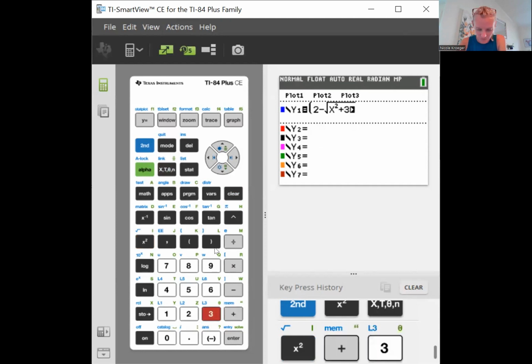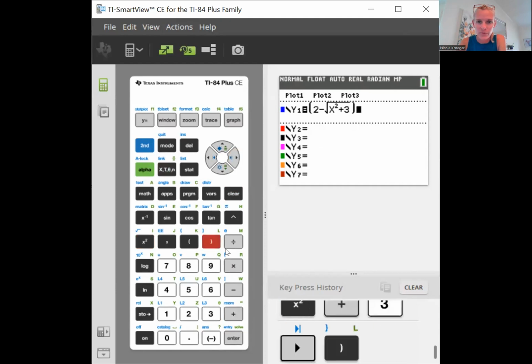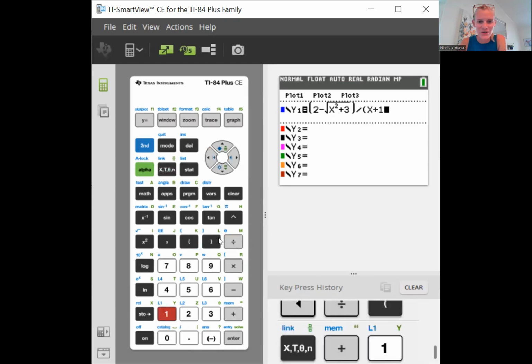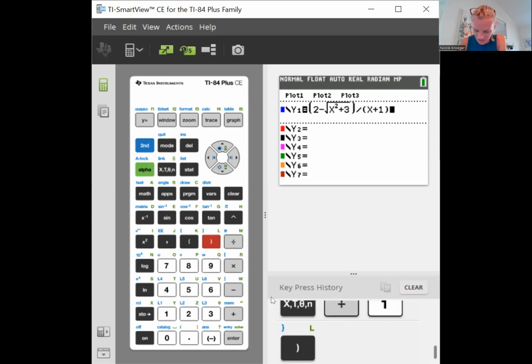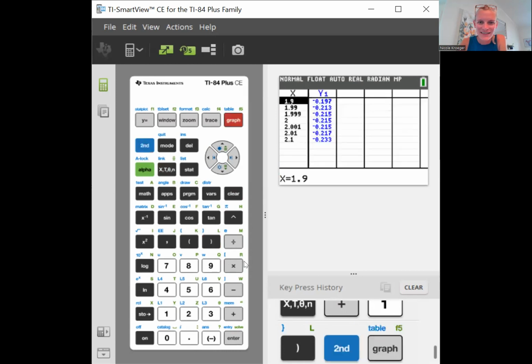Square root of x plus 3, go over, close my parentheses. Oops, not multiplication, I want division. And x plus 1. Once again, make sure you have those parentheses both in the top and bottom. Otherwise, your calculator is not going to be dividing correctly, and you'll get the wrong answers. And then let's look at the table.